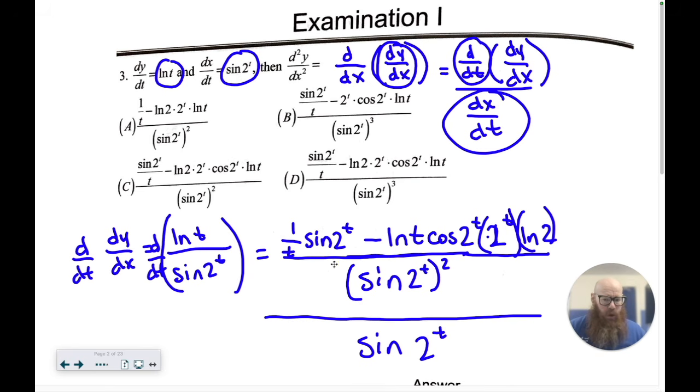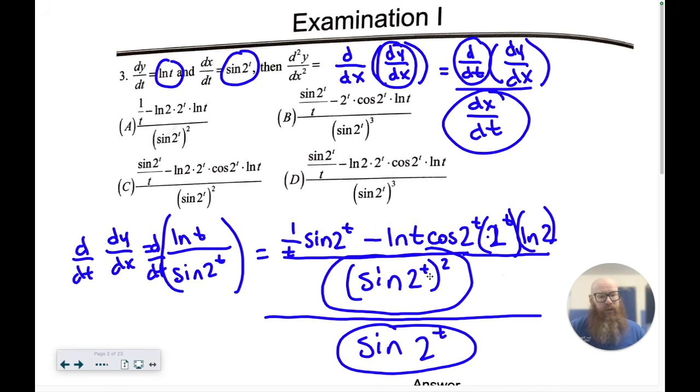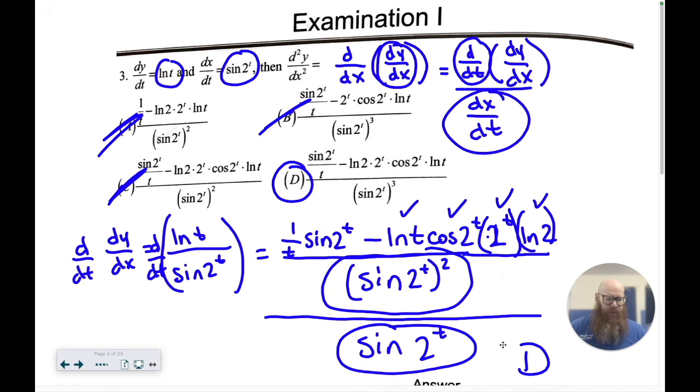So hopefully we know that when we do this divided by this, it's like we're multiplying by the reciprocal. This ends up in the denominator with this. So we should have a sine 2 to the t cubed. So that gets rid of these. And then in the numerator, it just should match what I have here. And that ends up being d, because I have sine 2 to the t over t. And then I have right here an ln 2, a 2 to the t, a cosine 2 to the t, and an ln t. In a different order, but we end up with the same thing. So the answer ends up being D.